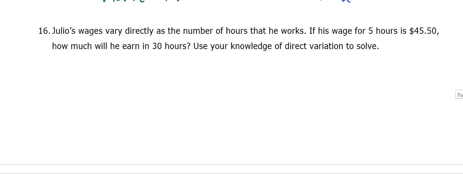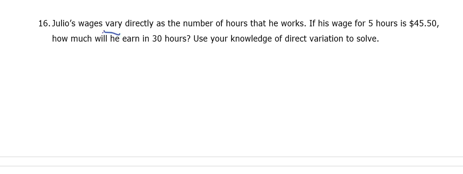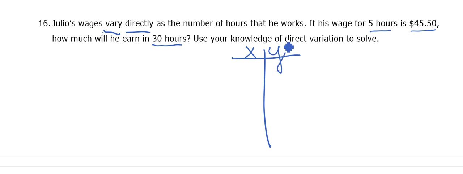Number 16, Julio's wages vary directly as the number of hours that he works. If his wage for 5 hours is $45.50, how much will he earn in 30 hours? Use your knowledge of direct variation to solve. Okay, so remember, direct variation just means a proportional relationship. So vary directly just means that they are proportional to each other. So 5 hours is $45.50.